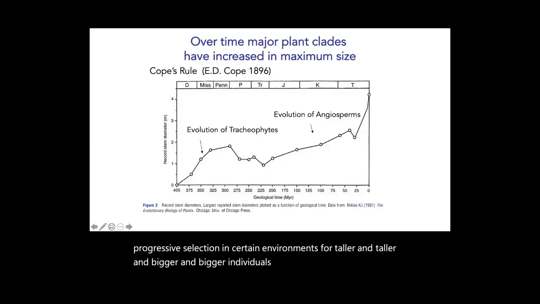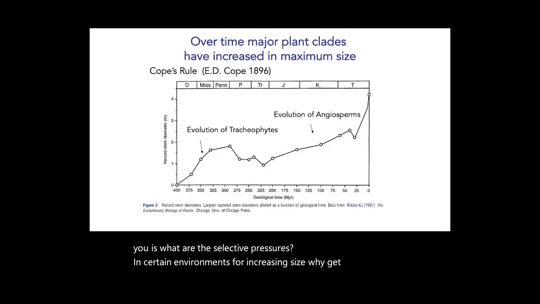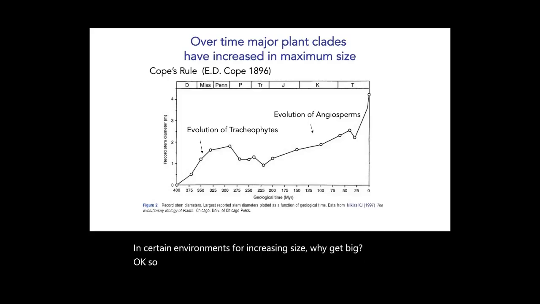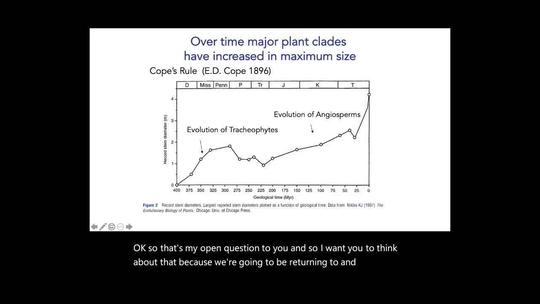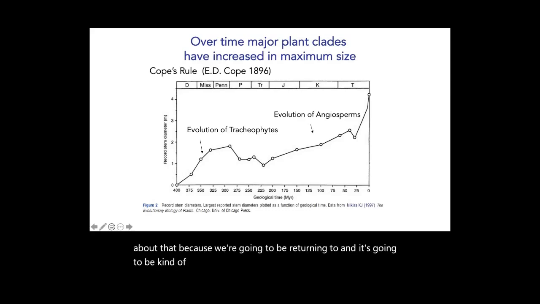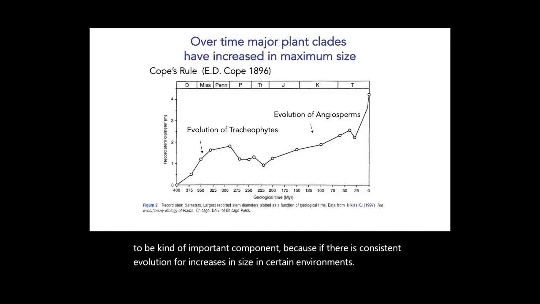And so my open question to you is, what are the selective pressures in certain environments for increasing size? Why get big? Okay, so that's my open question to you. And I want you to think about that, because we're going to be returning to it, and it's going to be an important component, because if there is consistent evolution for increases in size in certain environments, that also brings up some very important physical constraints in terms of the evolution of the functioning of land plants.